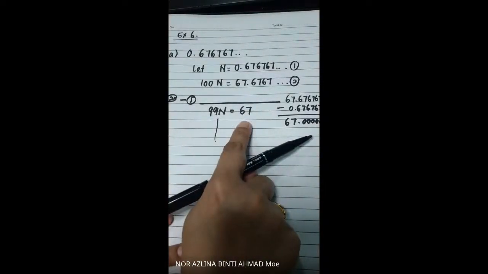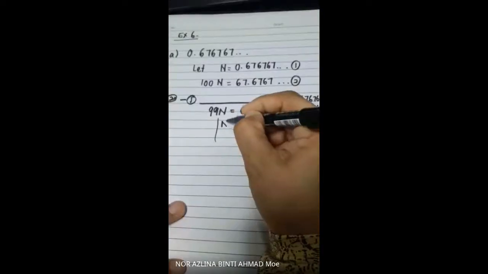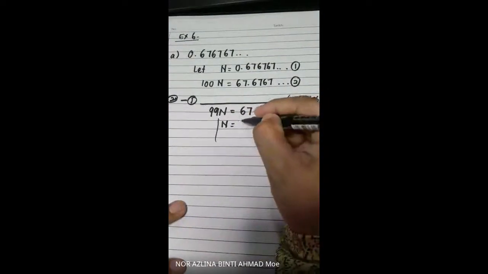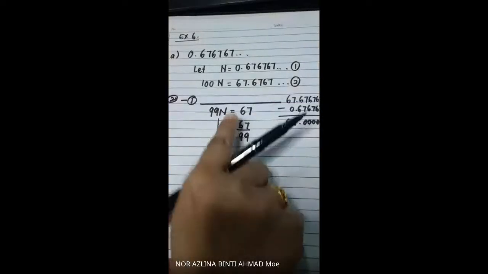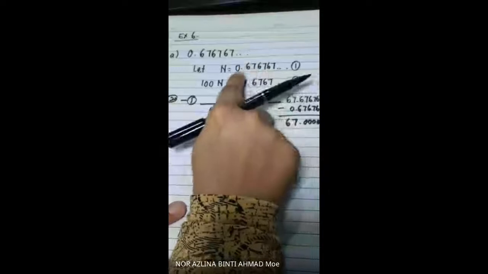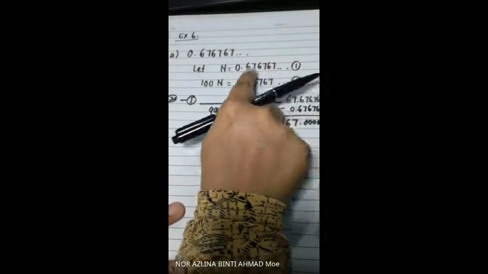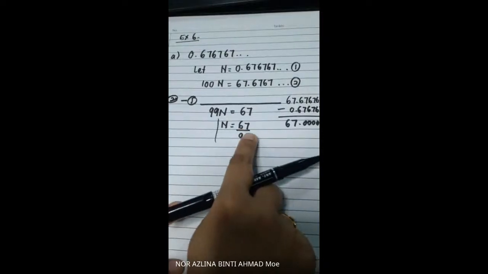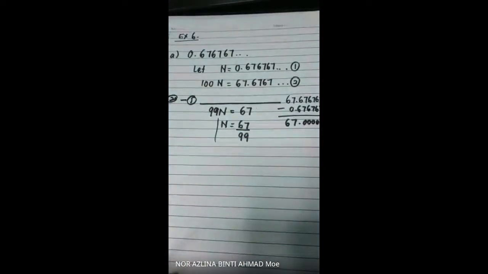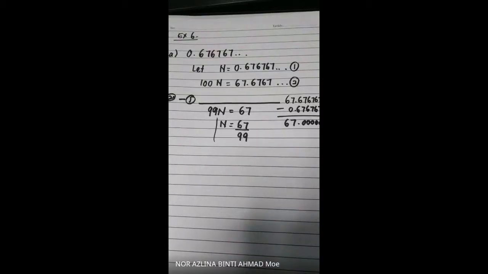And now we want only n. n equal to 67/99. Why do we want n? Because n is the recurring decimal, 0.676767. So this is n. So n in fraction is 67/99. Okay. Until here, do you have any question?